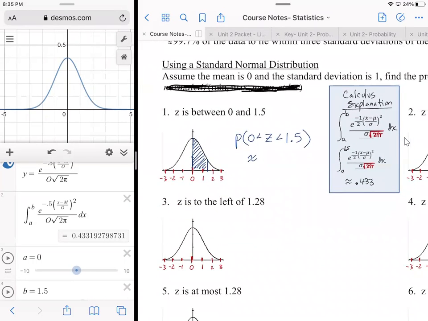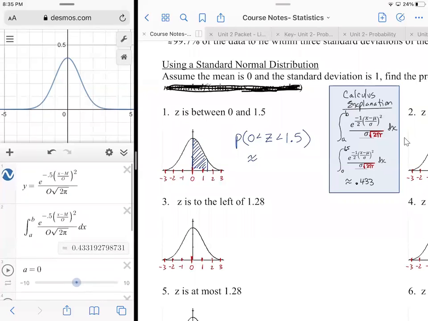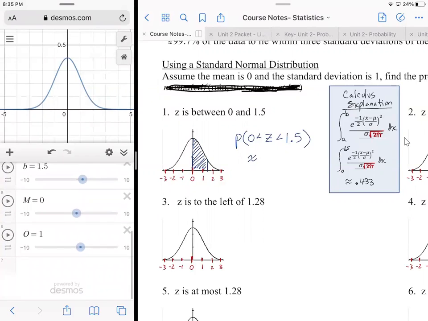Anyway, so we got 0.433. That's the area under the curve. So we're good there. Now what we want to do is learn the Desmos way of doing it, the built-in function, because it's going to be a whole lot easier, I promise.